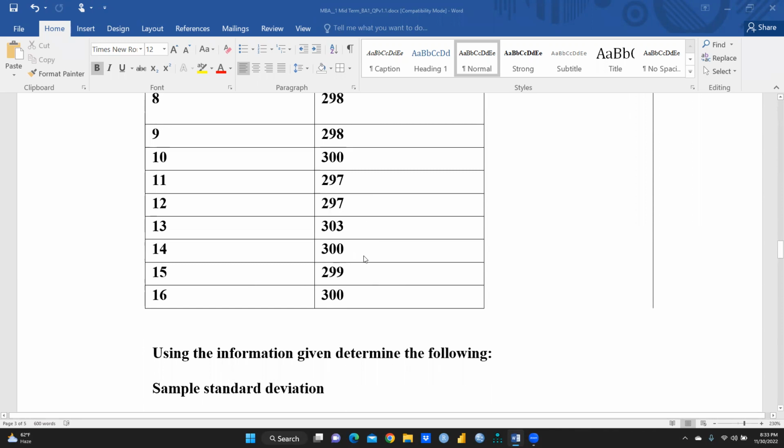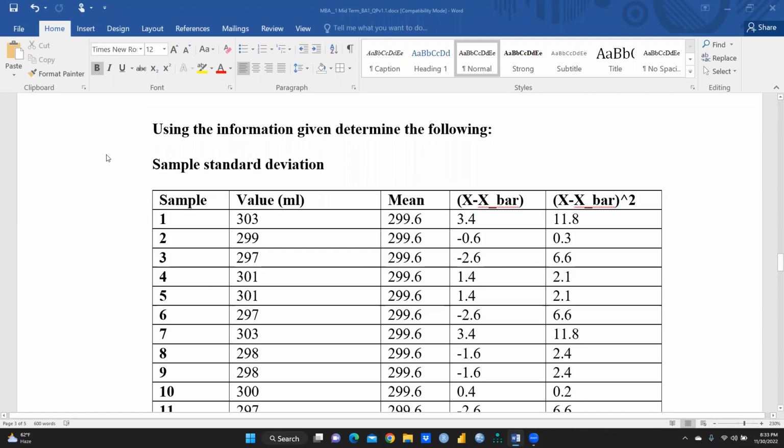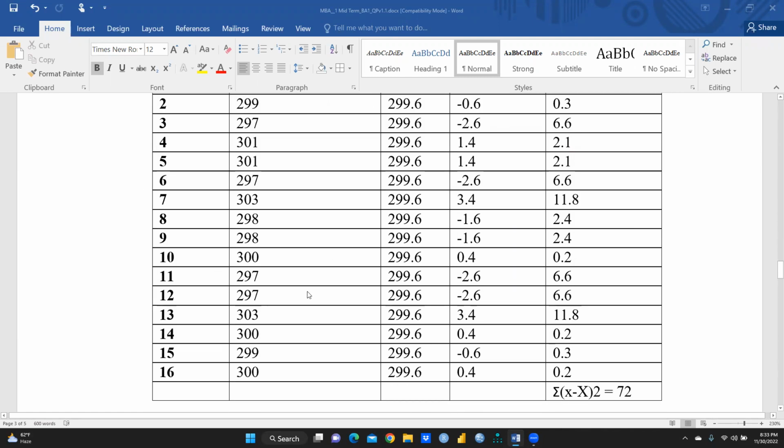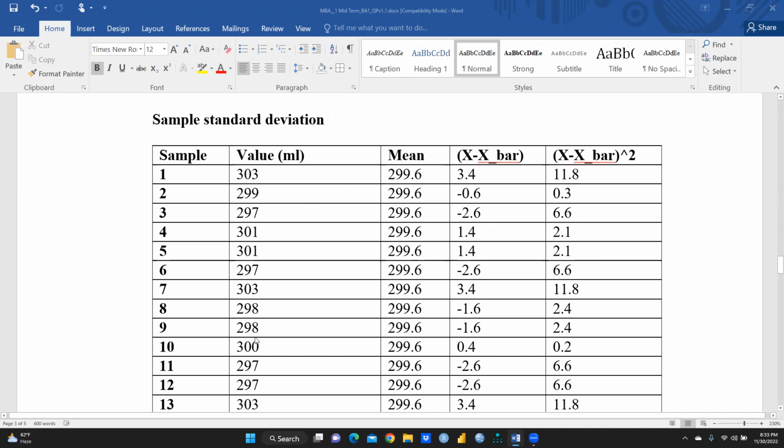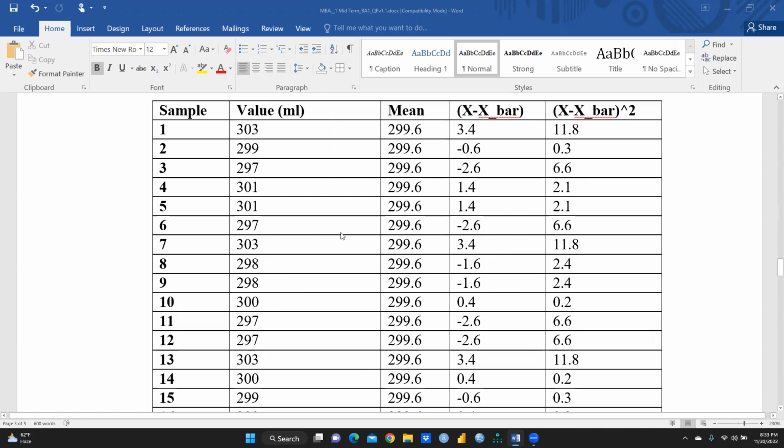Using the information given, determine the sample standard deviation, not the population standard deviation. We are talking about sample standard deviation. So what we have to do to calculate sample standard deviation, a very simple thing: we have to prepare a table. Sample 1 to 16. Here are the values, all already given in our data set.